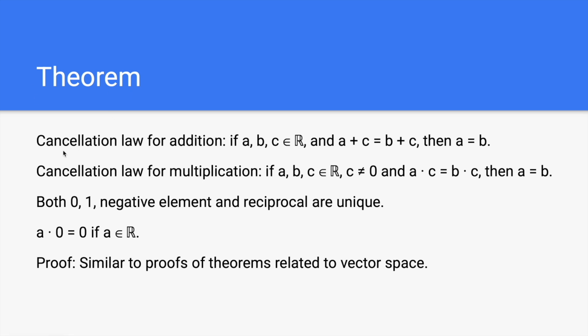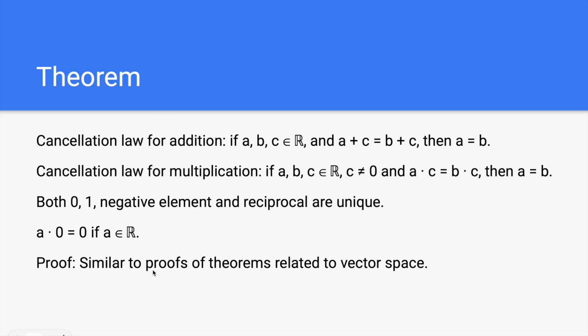Theorem. Cancellation law for addition. If a, b, c belong to R and a plus c equals b plus c, then a is equal to b. Cancellation law for multiplication. If a, b, c belong to R and c is not 0 and a times c equals b times c, then a is equal to b. Both 0, 1, negative element and reciprocal are unique. a times 0 is 0 if a is a real number.